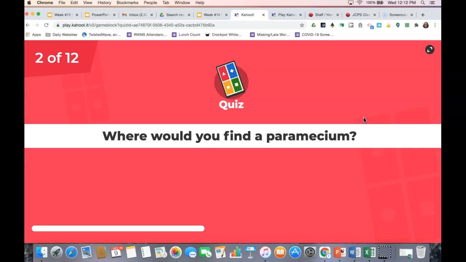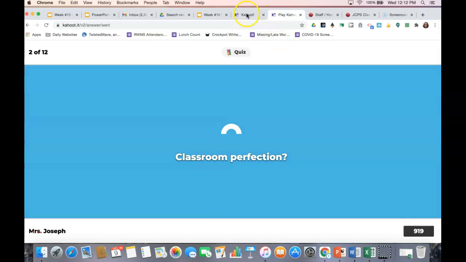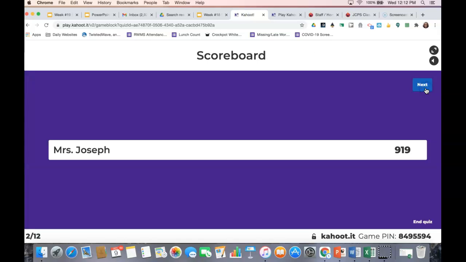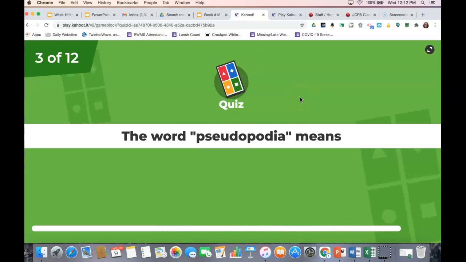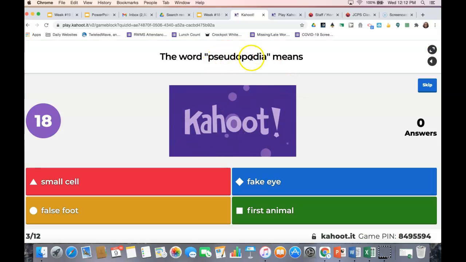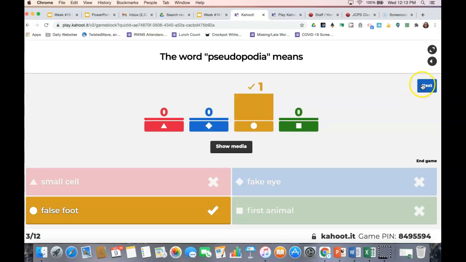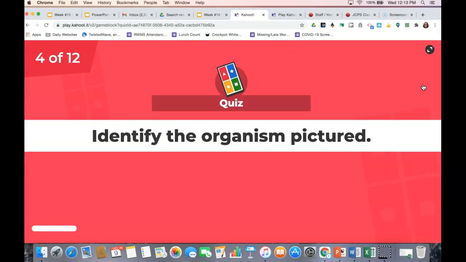Your question number 2 says, where would you find a paramecium? The correct answer is in fresh water. Paramecium can only survive in fresh water. They cannot survive in salt water. The next question, the word pseudopodia means what? Well, pseudo means false, and pod means foot, so pseudopodia means false foot. Okay, and remember that's what your amoeba uses to move around and also to eat.